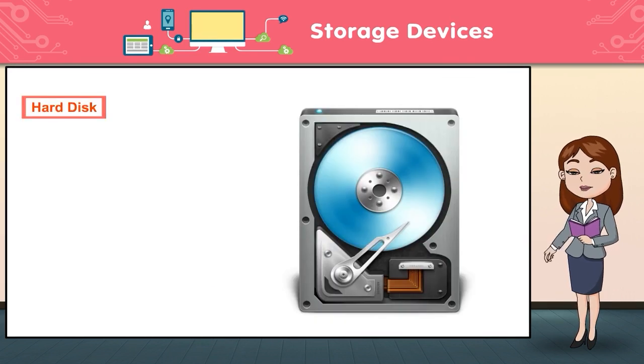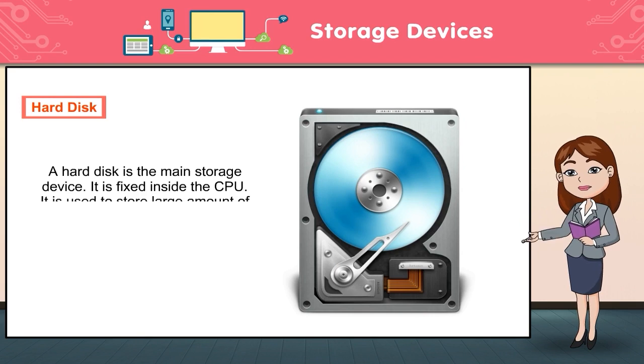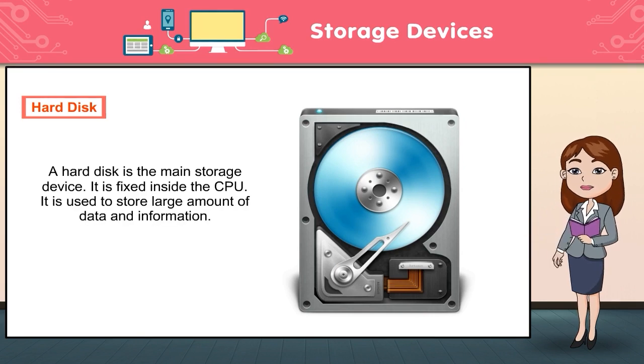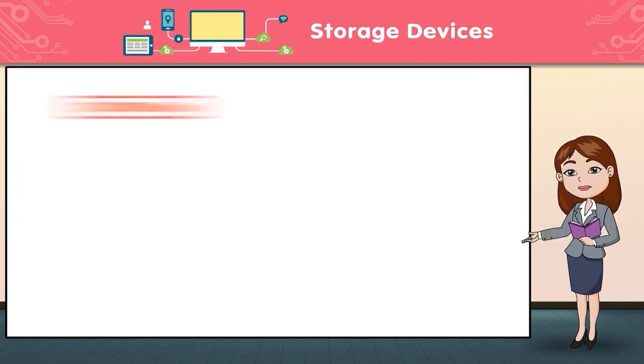Hard disk. A hard disk is the main storage device. It is fixed inside the CPU. It is used to store large amount of data and information. It is also known as hard drive.